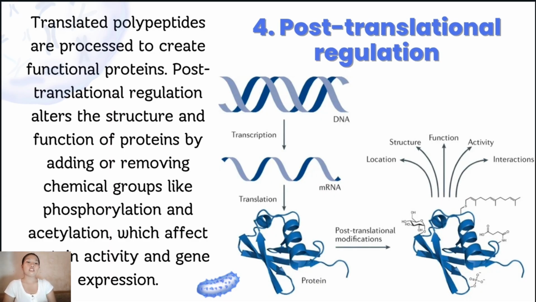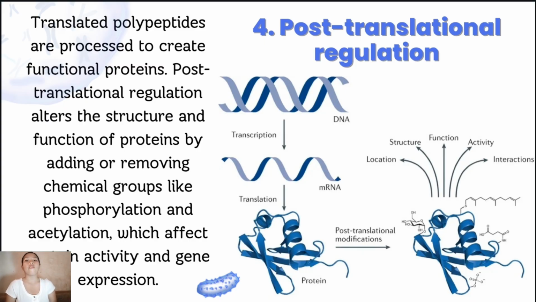So this regulation is applied to polypeptides that are processed to create functional proteins. Post-translational regulation alters the structure and function of proteins by adding or removing chemical groups, like phosphorylation and acetylation, which affect protein activity and gene expression.